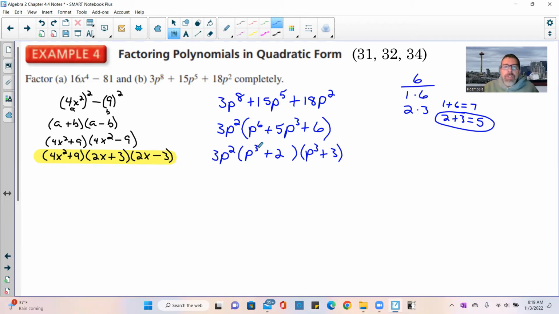Okay, so this is a cube, this is prime, this is a cube, this is prime, this is a square. There is nothing else I can do. This is 3p to the 8 plus 15p to the 5th plus 18p squared factored completely. Okay, so now try numbers 31, 32, and 34.